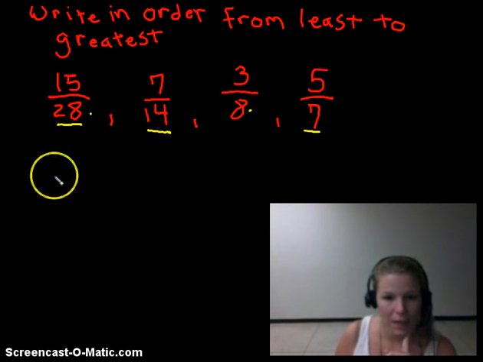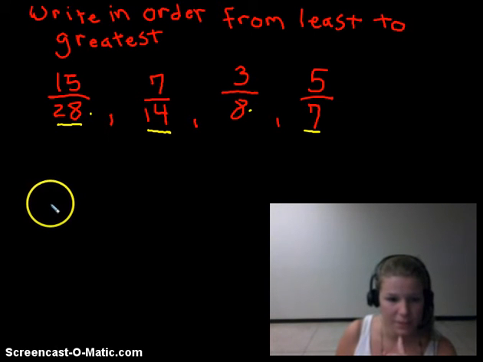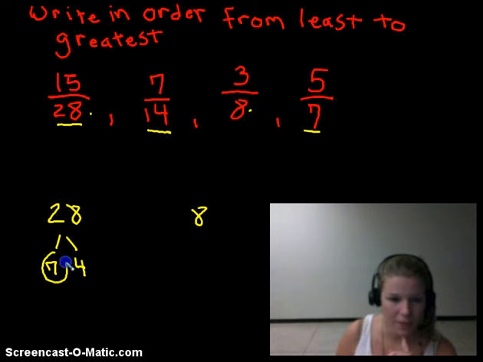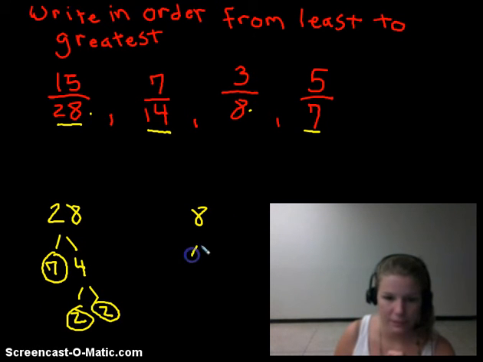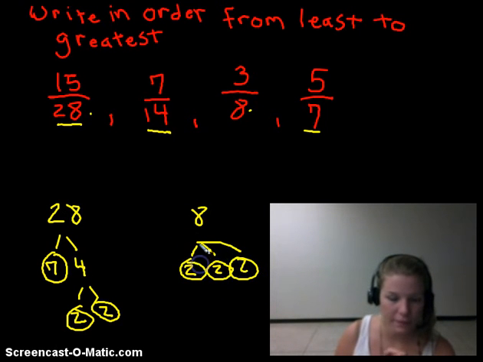Well, I'm going to start out with a factor tree. I'm going to say 28 and 8. Well, 28 is 7 times 4. All right, 7 is prime. 4 is 2 times 2. 8, well, it's really just 2 times 2 times 2. All right, that's a shortcut factor tree. Then we find our least common multiple.